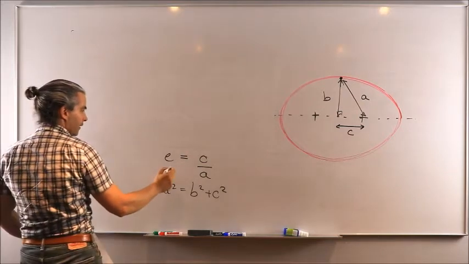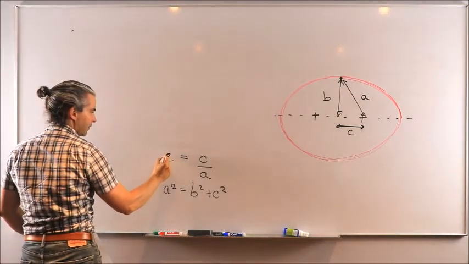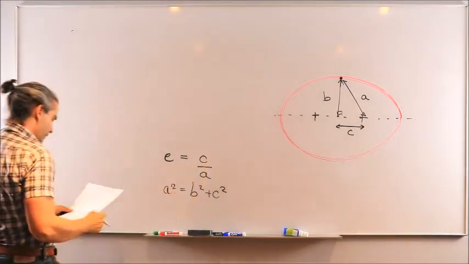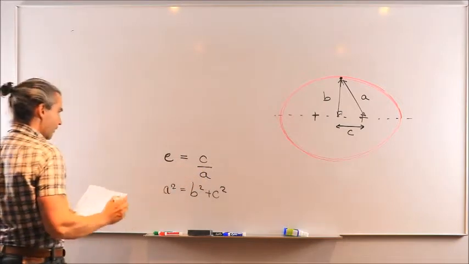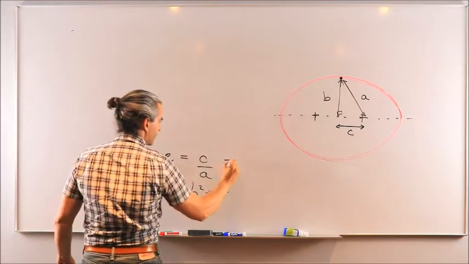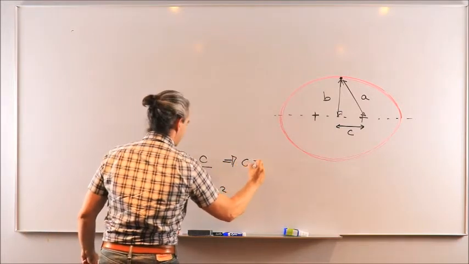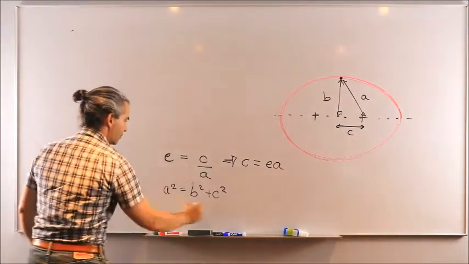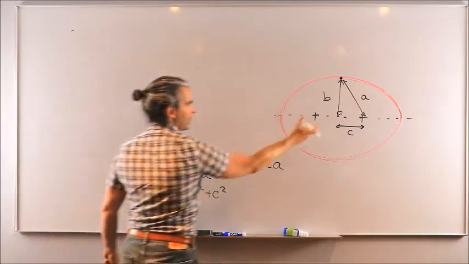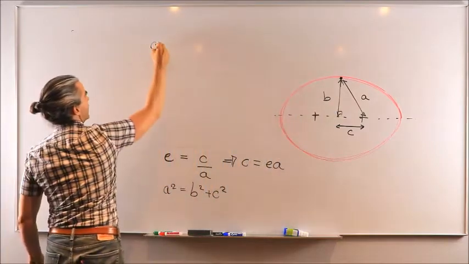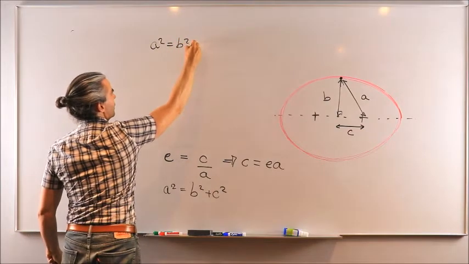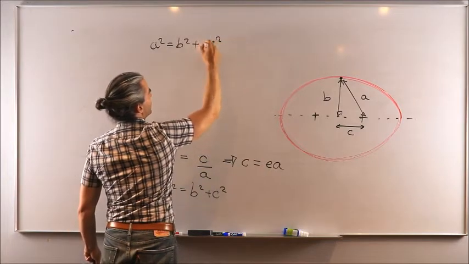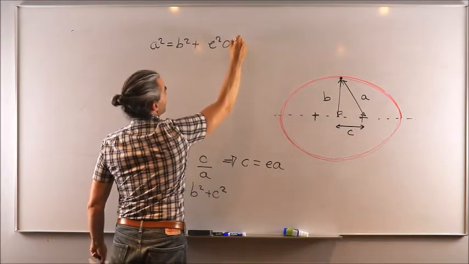But we know from before that the eccentricity was defined from a geometrical perspective as being the ratio of C over the semi-major axis A, which means that we could rewrite C as being eccentricity times semi-major axis. And thus we could rewrite that other equation that we've just derived geometrically by saying that A squared is equal to B squared plus C squared, but C is equal to EA. And therefore, this is plus E squared A squared.